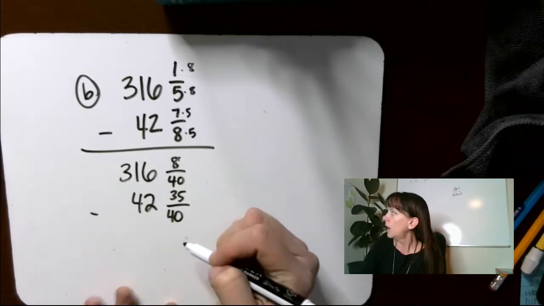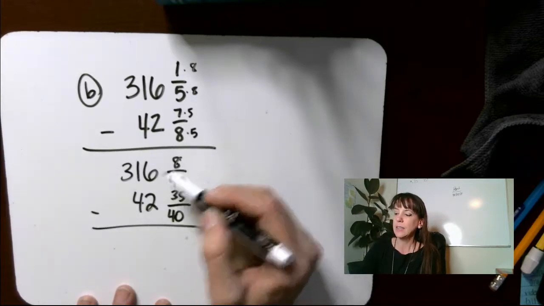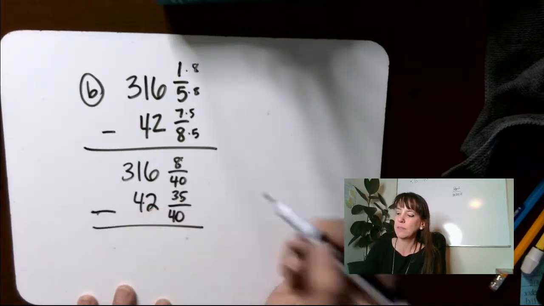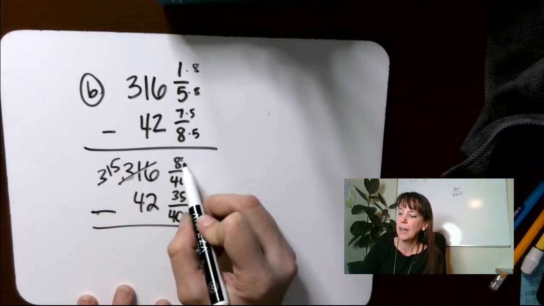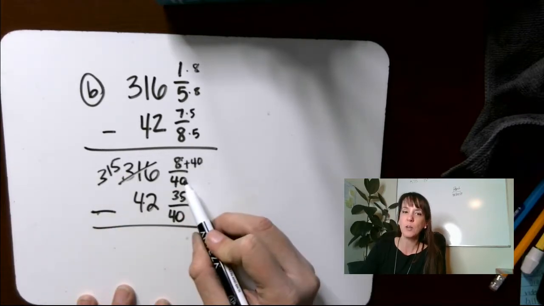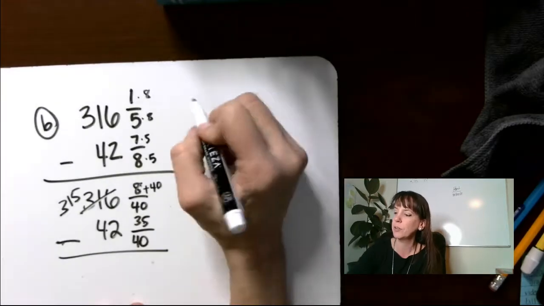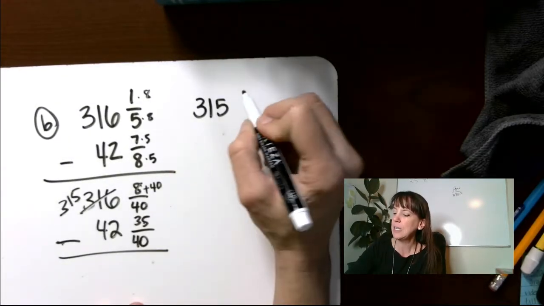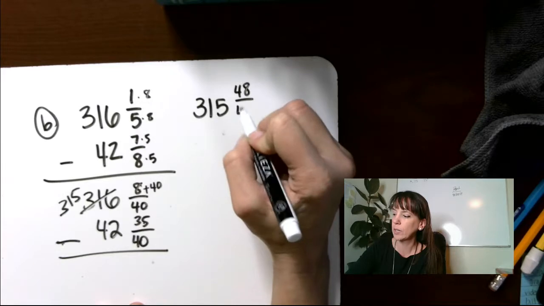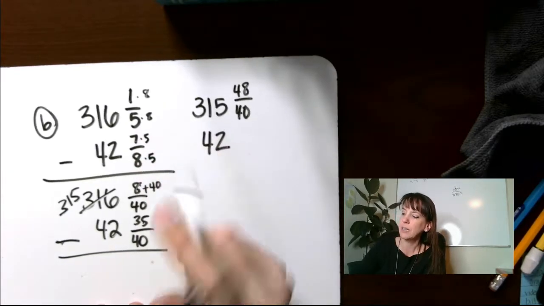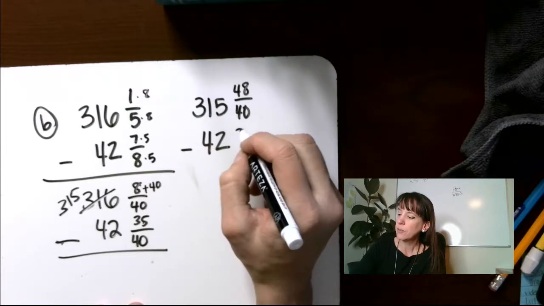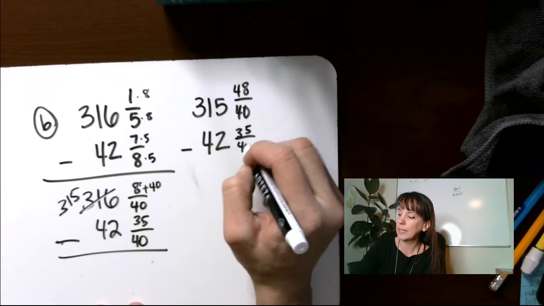35/40. Okay, with that said, 8 minus 35 is going to give me a negative number, so we have to borrow. This is now 315. Add whatever is on the bottom here, we add that to the top. Now we write it for a third time. 315 and 48 over 40 minus 42 and 35 over 40.